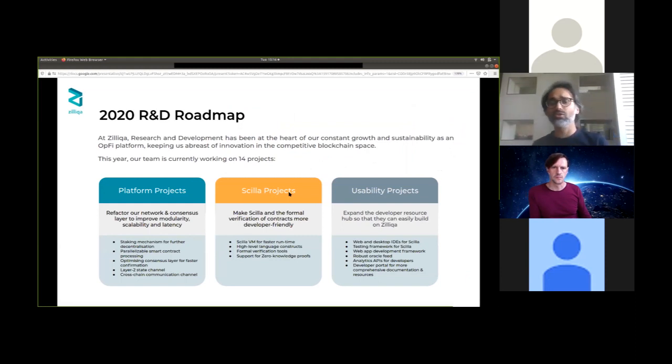At the same time, as you can imagine, since Scilla is a new smart contract language, we have to develop tools that will support development on top of the Zilliqa chain. So we're also boosting the toolkits that developers would need to be able to develop on the Zilliqa chain.